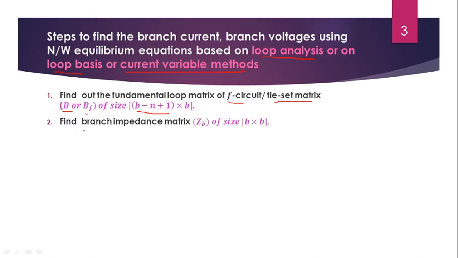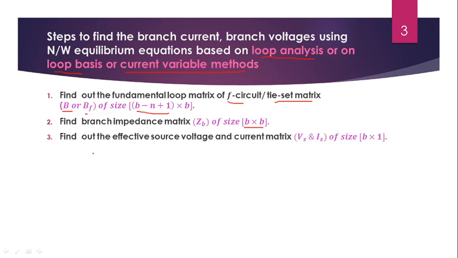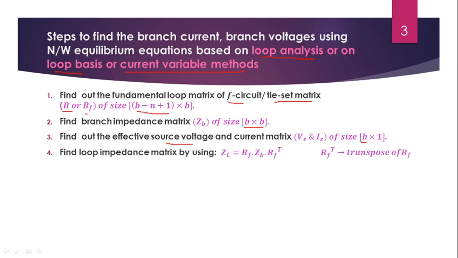Second step we have to follow, we want to find out the branch impedance matrix ZB, and the size of the branch impedance matrix is B by B. Third step, we have to find out the effective source voltage and current matrix, Vs and Is, and the size here is number of branches by 1. So whatever voltage source or current source is present in the given circuit, we have to write in matrix form Vs and Is.